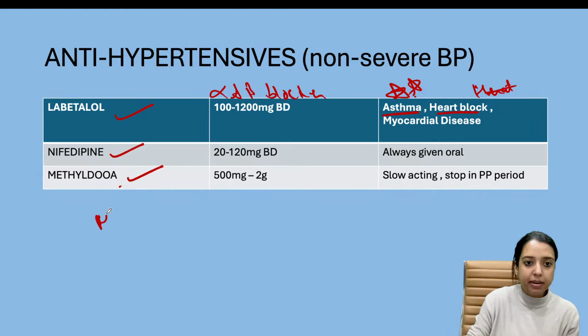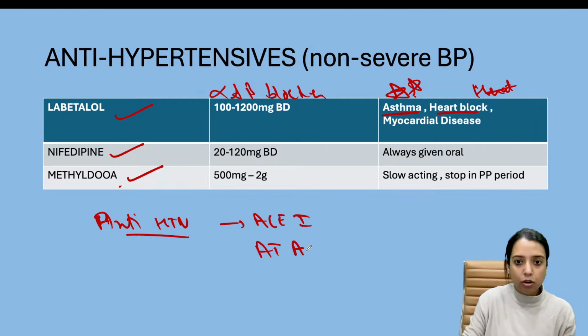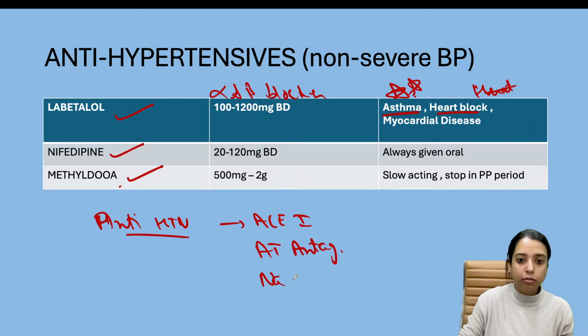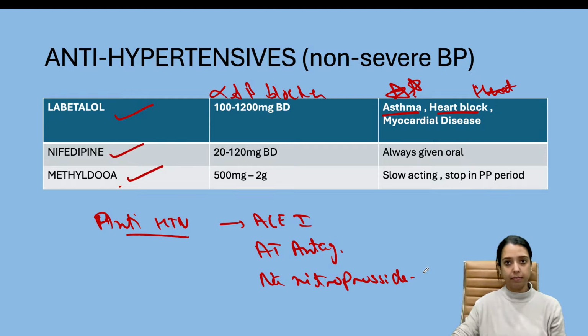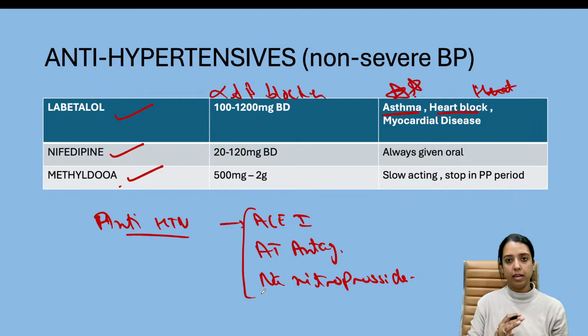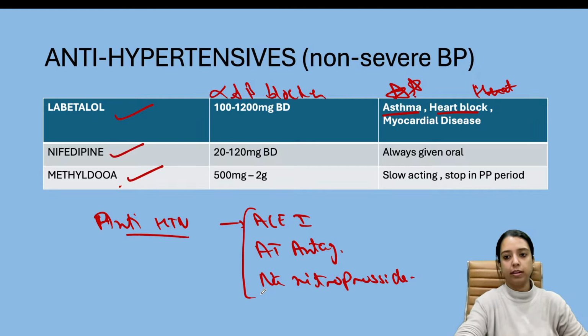Certain antihypertensives which are contraindicated in pregnancy. ACE inhibitors, AT antagonist. They cause renal failure in the baby. And sodium nitroprusside. Sodium nitroprusside is the last choice, relatively contraindicated, because it can cause cyanide toxicity. So these are the ones which are contraindicated in pregnancy: ACE inhibitors, AT antagonist, and sodium nitroprusside.